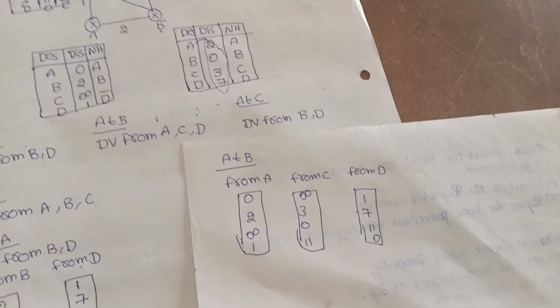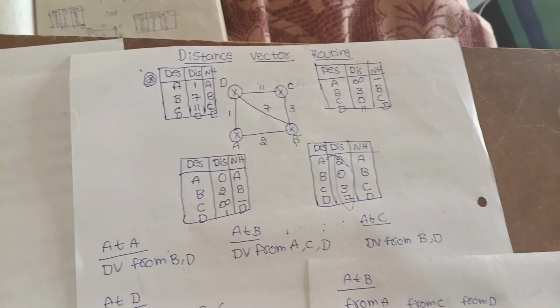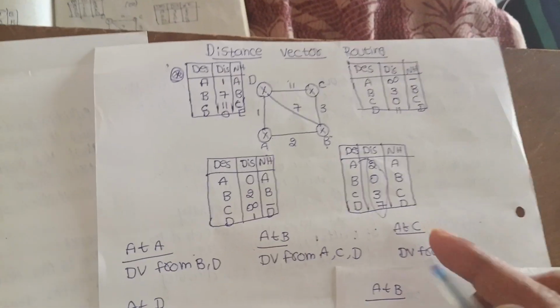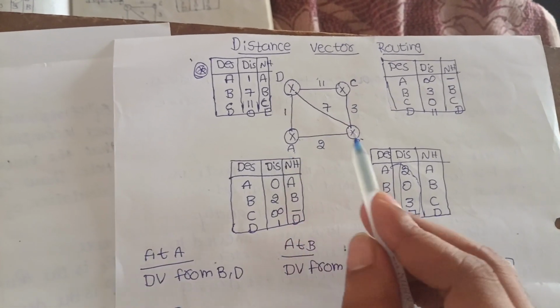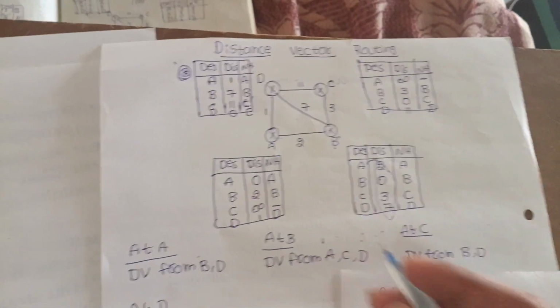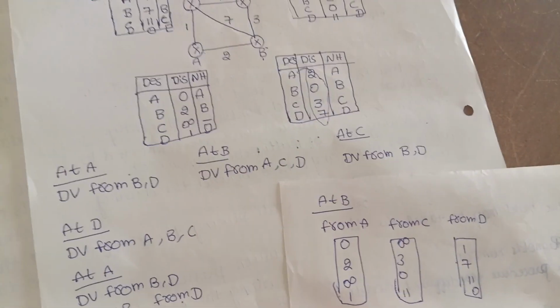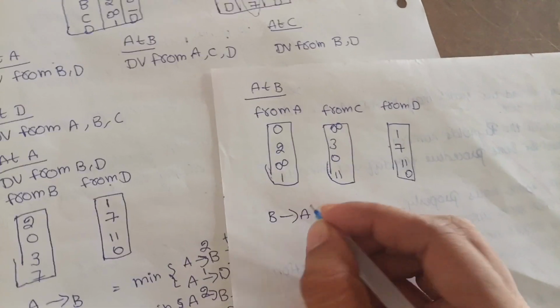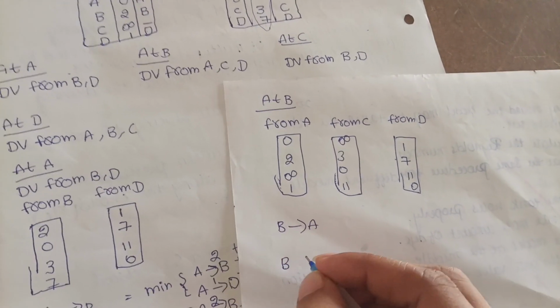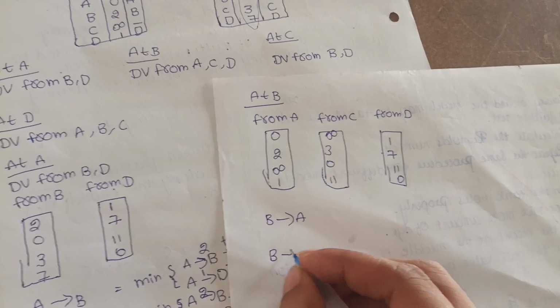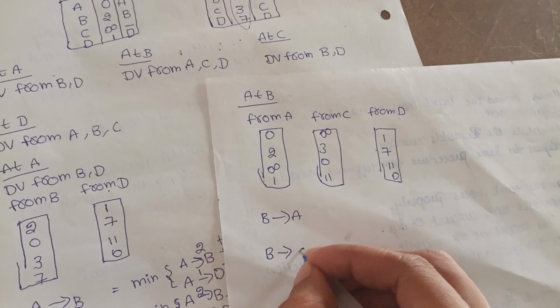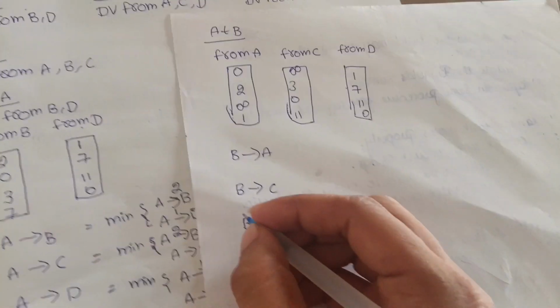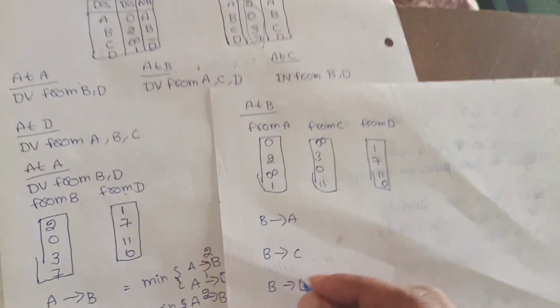We want to go from B to various nodes like B to A, B to C, B to D. B to A is one distance. B to B is a self distance, so we don't want to calculate. B to C is one distance, B to D is one distance.